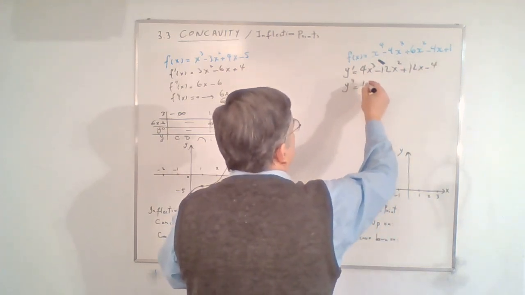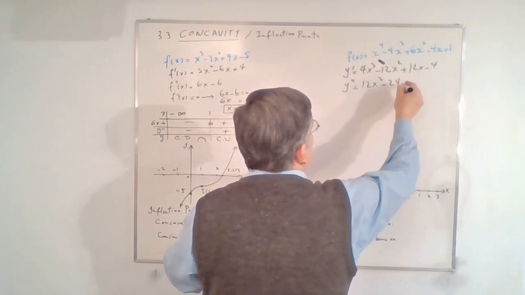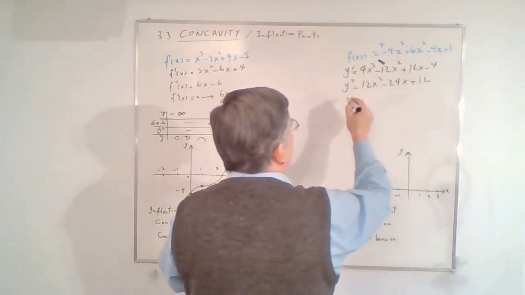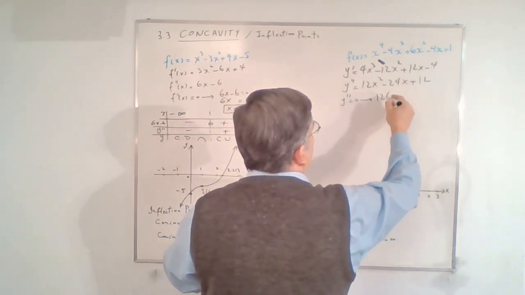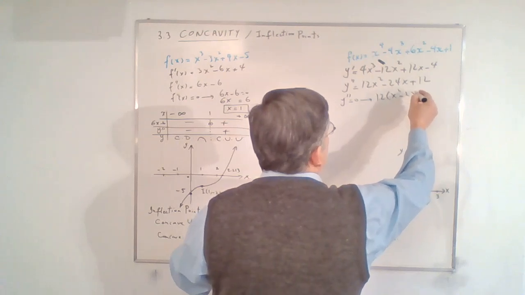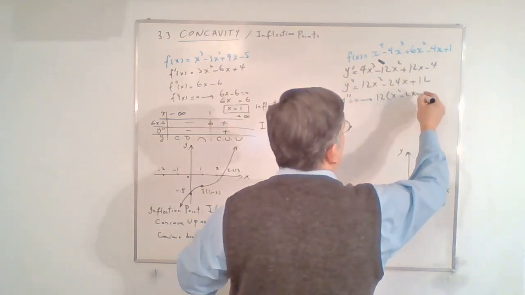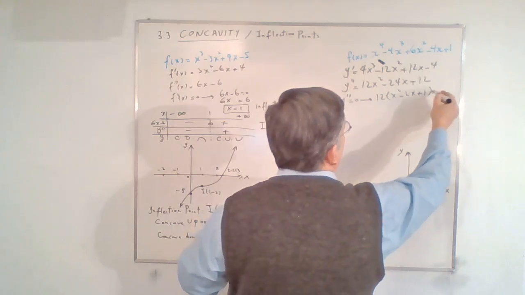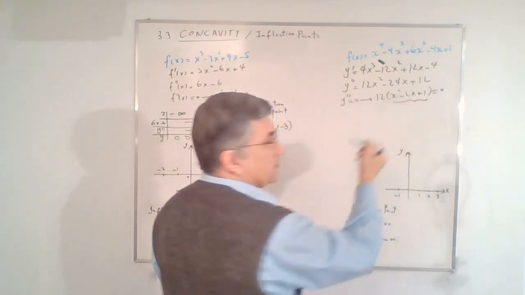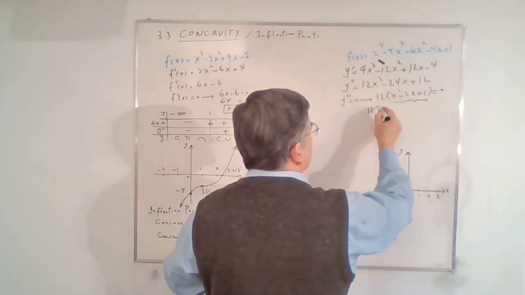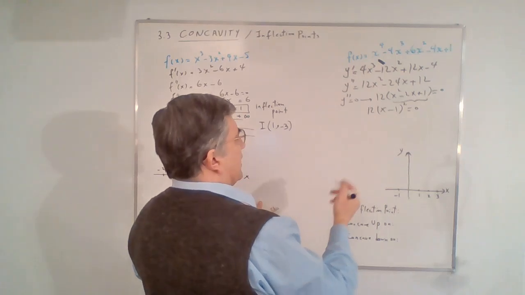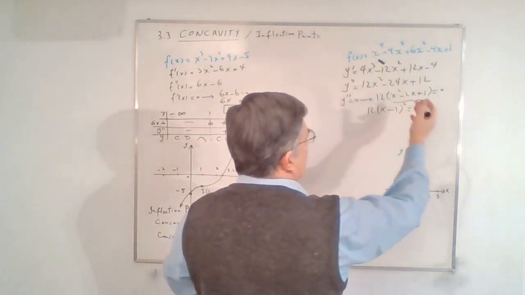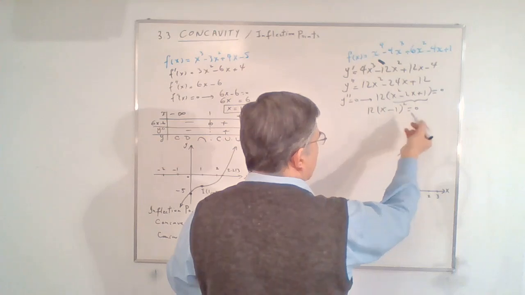The second derivative is 12x squared minus 24x plus 12. If you set it equal to 0, you see that 12 is a common factor. You factor 12 out, and you may notice that this expression here is a perfect square. Actually, it's x minus 1 all squared equals 0, and we know that y double prime will be 0 at x equals 1.